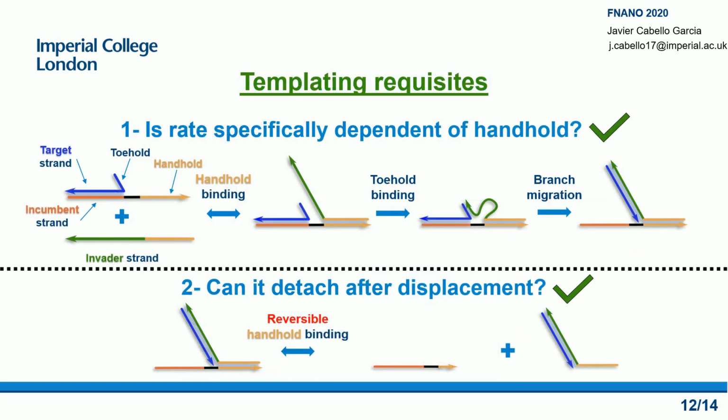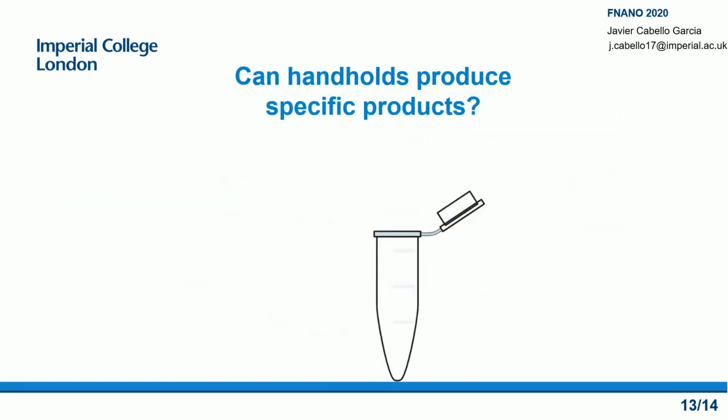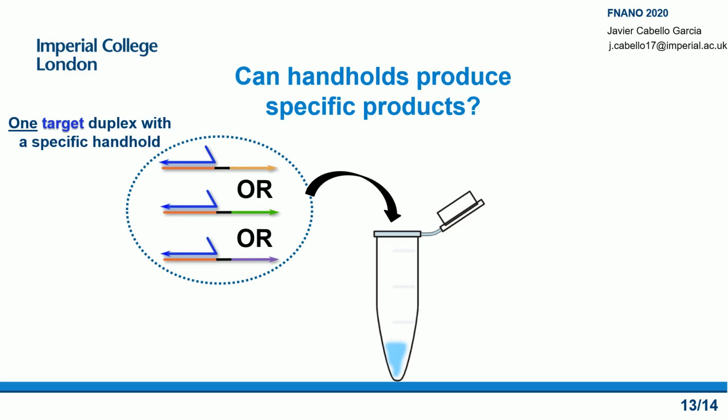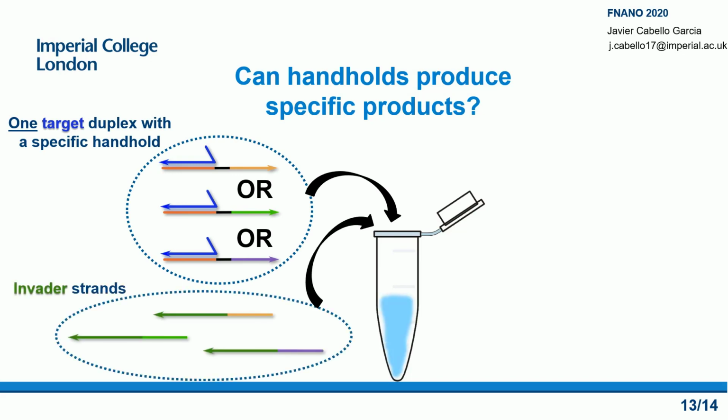Having demonstrated both templating requirements, the next logical step was to actually demonstrate the templating of a product out of equilibrium. For that task, we designed 3 different target duplexes, with 3 different 8 nucleotide handholds and the same 2 nucleotide toehold. We made each one of these duplexes react simultaneously with 3 competing invader strands. The invaders were equally complementary to the target strand but had different handhold complementarity.